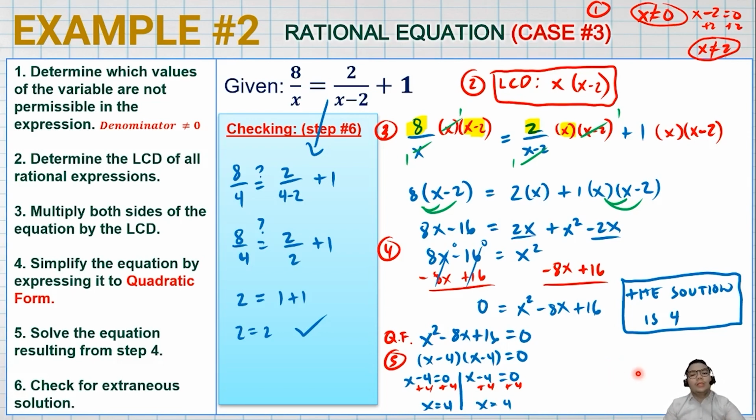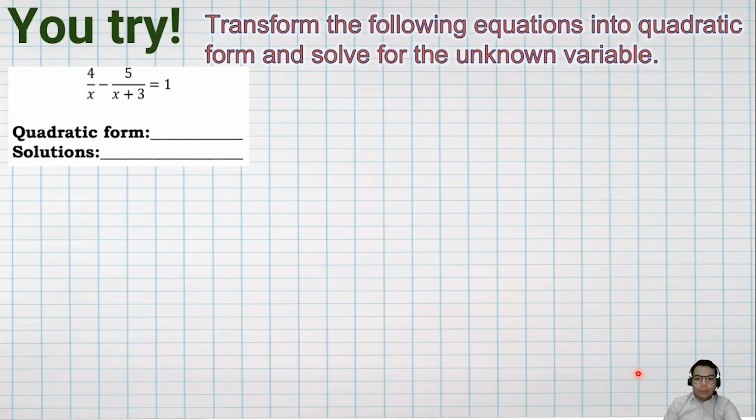Okay, since you're done already with these two examples, this will be the last exercise that you'll be having. So you try having a rational equation to solve using a quadratic form. So transform once again this given equation into a quadratic form and solve for the unknown variable. So in this case, it's x. So 5 seconds to pause the video. 5, 4, 3, 2, 1.